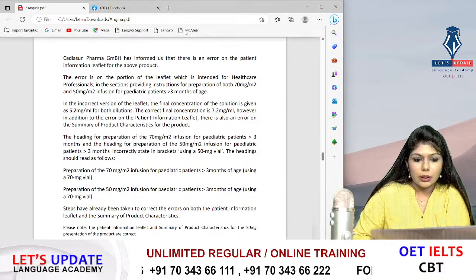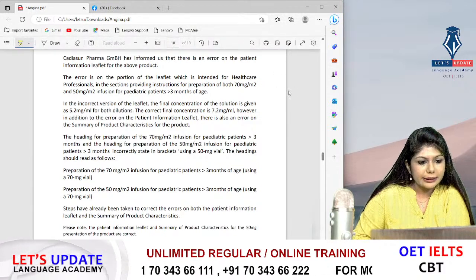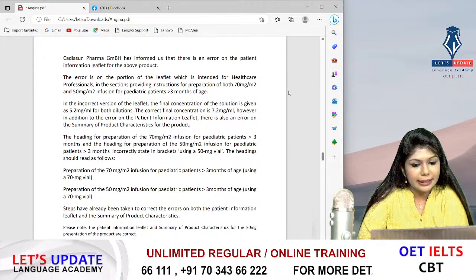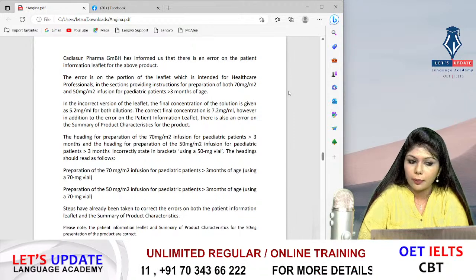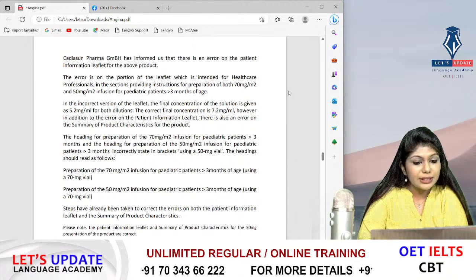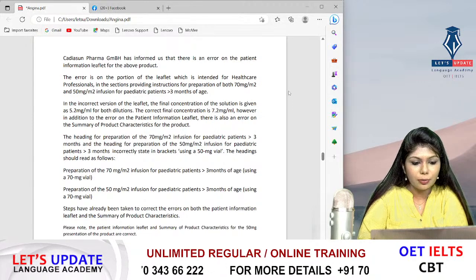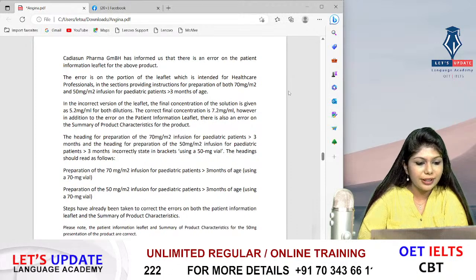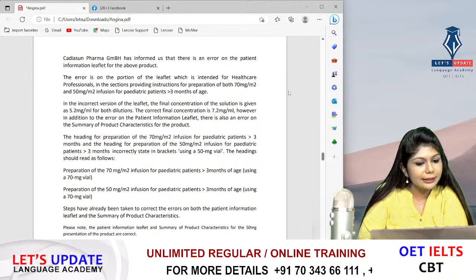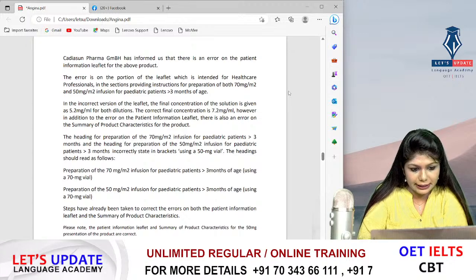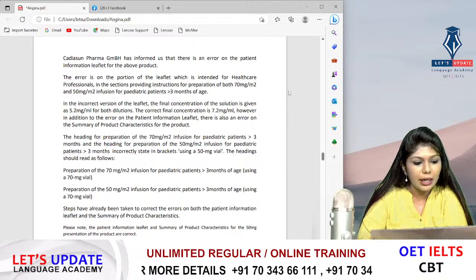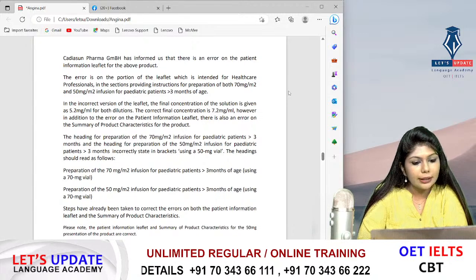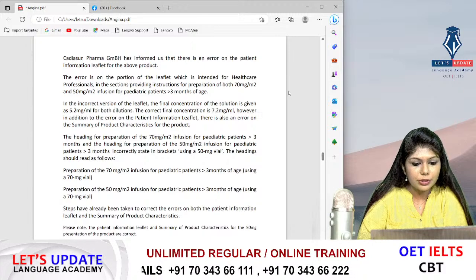Okay, so let's read the extract. Cadison Pharma has informed us that there is an error on the patient information leaflet for the above product. The error is on the portion of the leaflet which is intended for healthcare professionals, in the sections providing instructions for preparation of both 70 mg per m2 and 50 mg per m2 infusion for pediatric patients greater than 3 months of age. In the incorrect version of the leaflet, the final concentration of the solution is given as 5.2 mg per ml for both dilutions. The correct final concentration is 7.2 mg per ml.